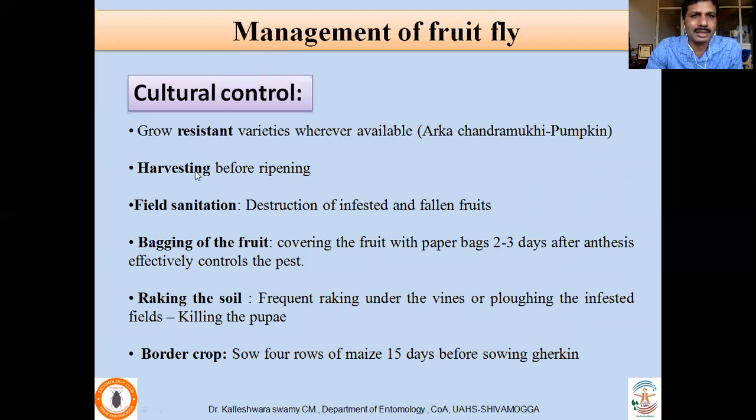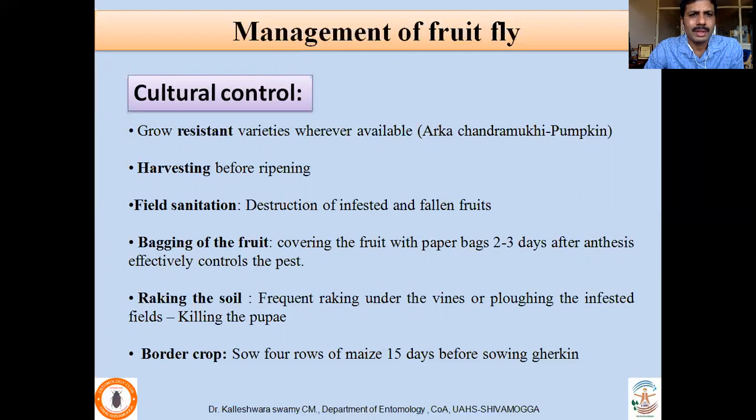The important cultural practices include, wherever resistant varieties are available, planning for such resistant varieties. For example, in case of pumpkin, Arka Chandramukhi is there, which is released by IIHR. Another practice is harvesting before ripening. Usually the young fruits are attacked, and if they are allowed to ripen completely, the damage will be more. That's why they need to be harvested before complete ripening.